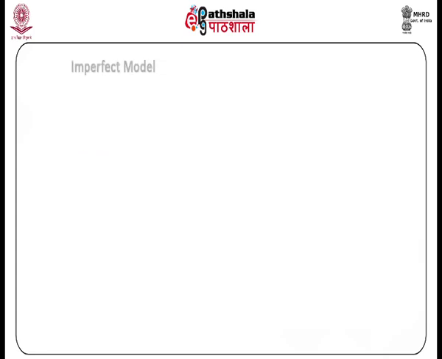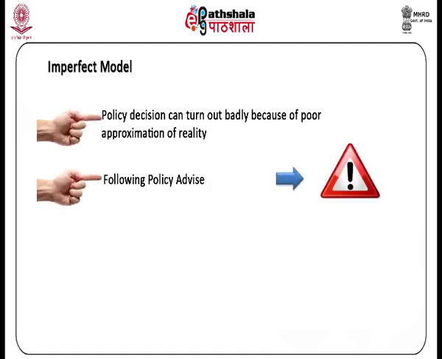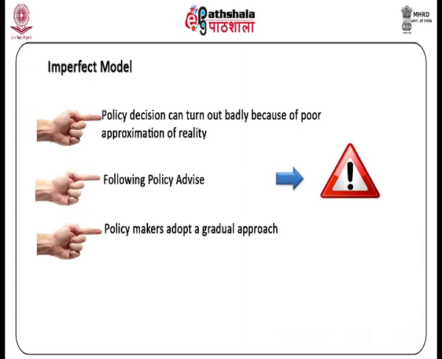Another issue in any policy-making activity is the recognition that the policymaker works with a model of the economy, and our macroeconomic models are imperfect. Hence, policy decisions that appear correct based on a particular macroeconomic model may turn out badly because the model used to formulate the policy is only an approximation of reality, and perhaps a poor one at that. Following policy advice, however nicely derived from an inappropriate or incorrect theoretical model, is potentially dangerous, since the advice may lead to exactly the wrong policy action. Thus, policymakers adopt a gradual approach.